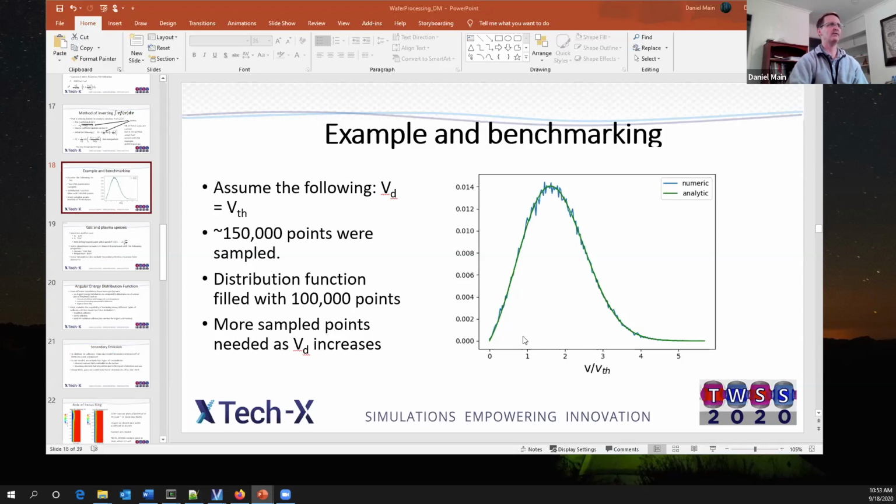You can tell that I'm multiplying this by V times F of V here, but if V drift is very large, then you don't really need to use this method. But here, V drift is actually much smaller than the thermal velocity. So this method is required to get the V times F of V correct.